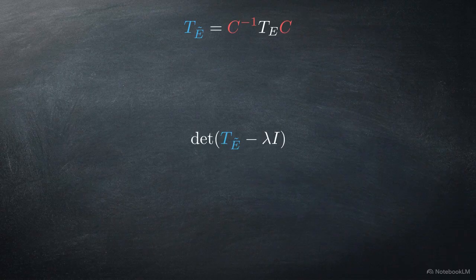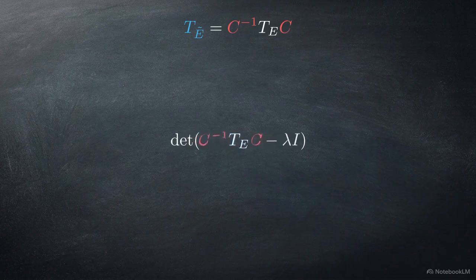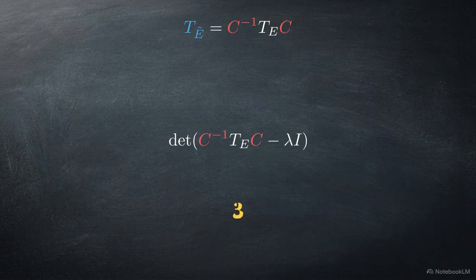Pause the video and see if you can simplify this expression. Try factoring out the C matrices on both sides of the lambda I term, and then apply the rule that the determinant of a product is the product of the determinants. Let's look at the result.